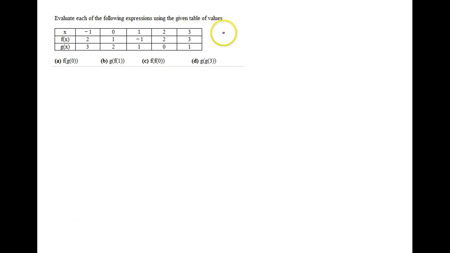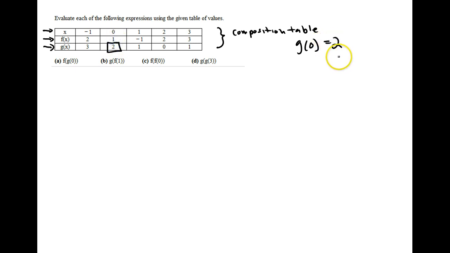Okay, this is a composition table where we have the values of x in this row, and then the values of f of those x's in the second row, and g of those x's in the third row. So the way you read it is that g of 0 is 2. Or f of 1 is -1.